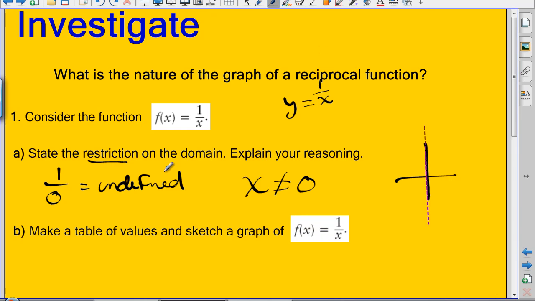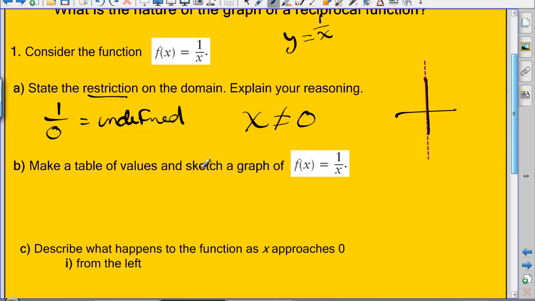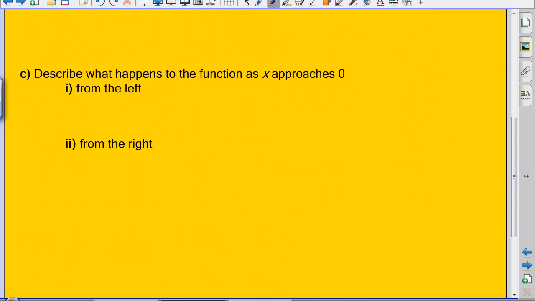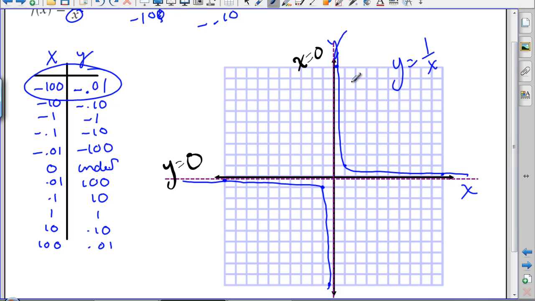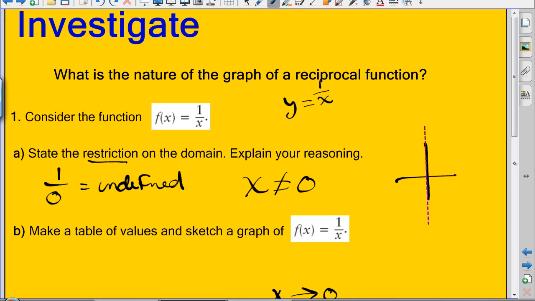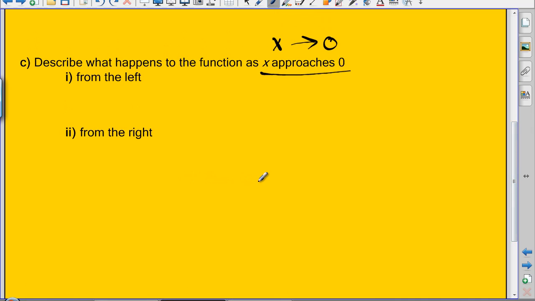And so if we go back to answering some other questions, it says down below here, describe what happens to the function as x approaches 0. So let's go back to the graph and say, okay, as x approaches 0 from the left, the y values get increasingly larger negative. So let's record that. As x approaches 0 from the left, the y values, and I'm going to use this little arrow, approach negative infinity, because it just does continue on and on forever.